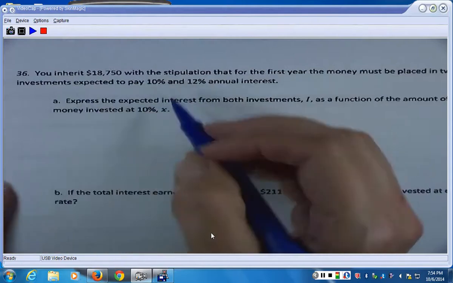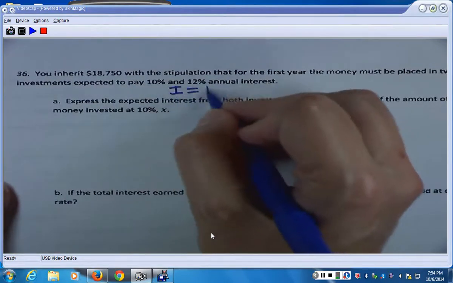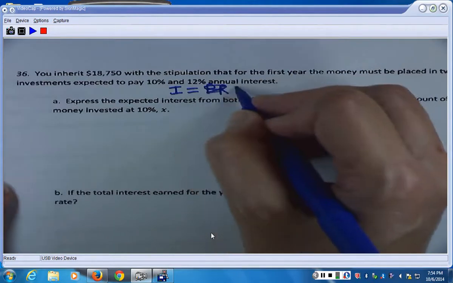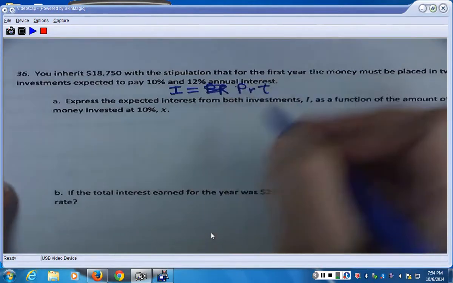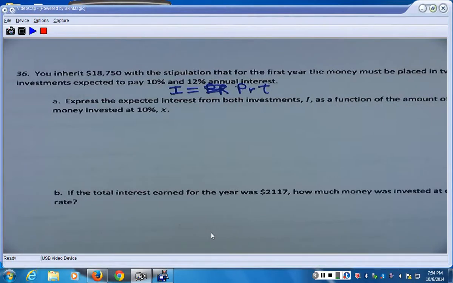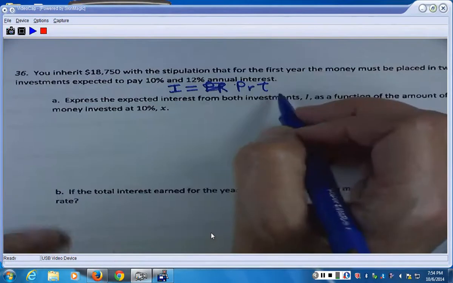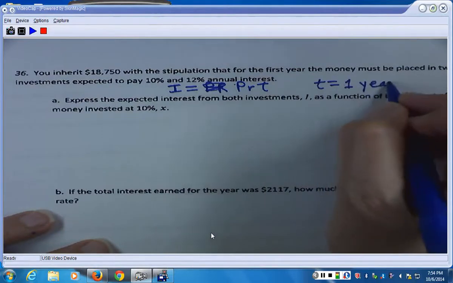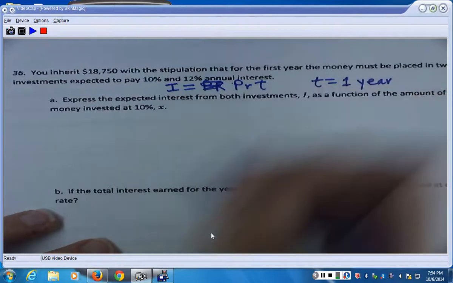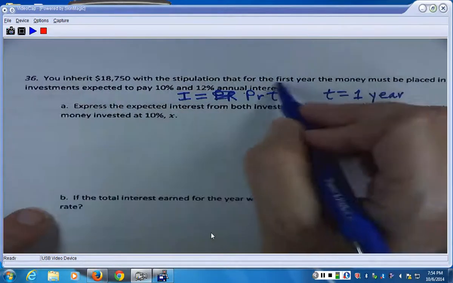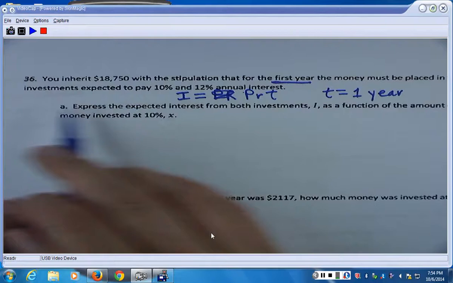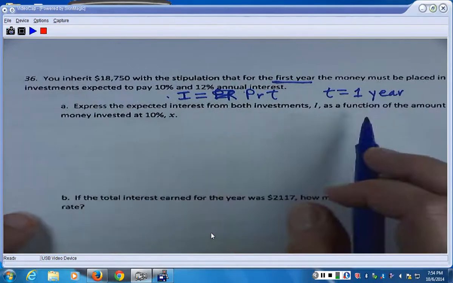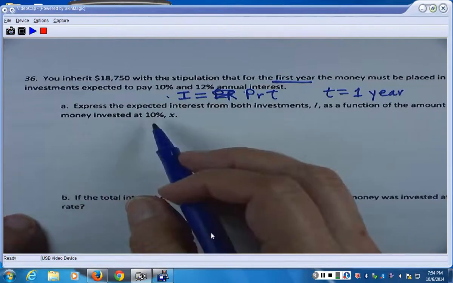All right. So interest equals principal times rate times time, PRT. But time in this example is 1 year. The rate is a yearly rate, so you don't need the T. So you're only going to invest it for 1 year, at 10% and 12%. So express the expected interest from both investments, I, as a function of the amount of money invested at 10%, x.